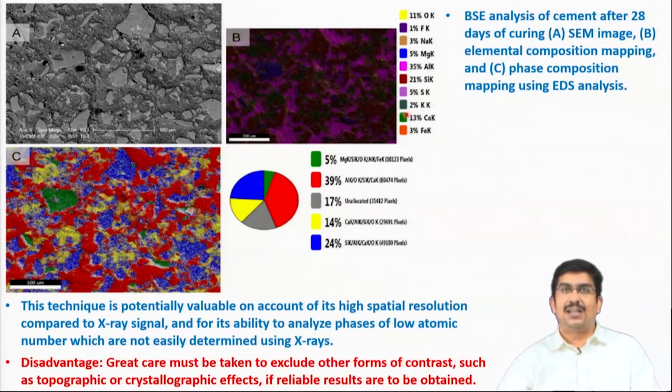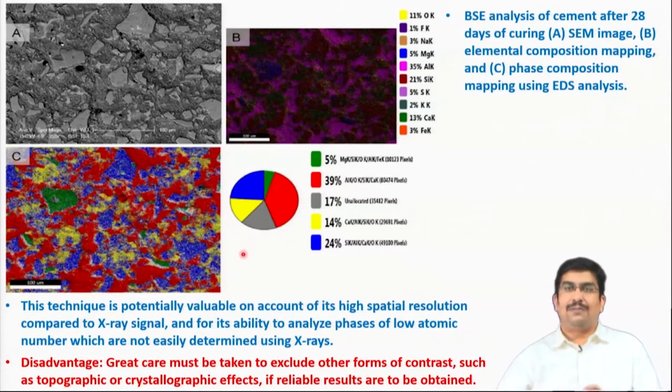This is the corresponding region where, sorry, this is the BSE signal, I was a little wrong. So, this is the BSE signal and this is the corresponding phase composition mapping using the EDS signal. So, here I know the different phases, and the same kind of information I can get using the BSE signal here.